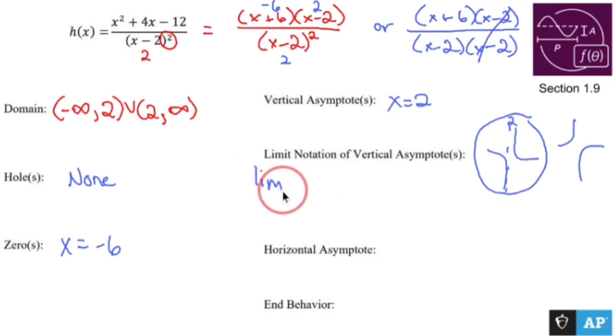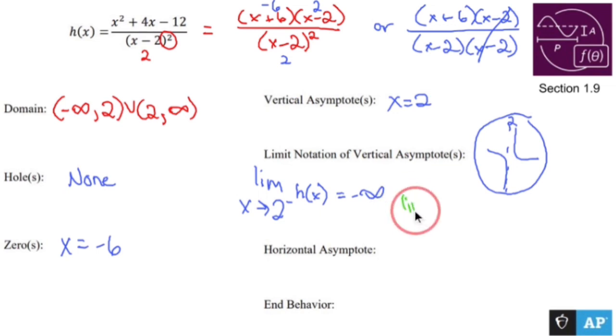As I approach 2 from the left side, that's what that little minus sign means, of h of x, I am going downward. So my limit as I approach 2 from the left has me going down here, which means negative infinity. Let me scooch this out of the way because I don't need it anymore. My limit as I approach 2 from the right side, which means I'm coming this way, is going to be positive infinity. So the limit of h of x equals positive infinity.